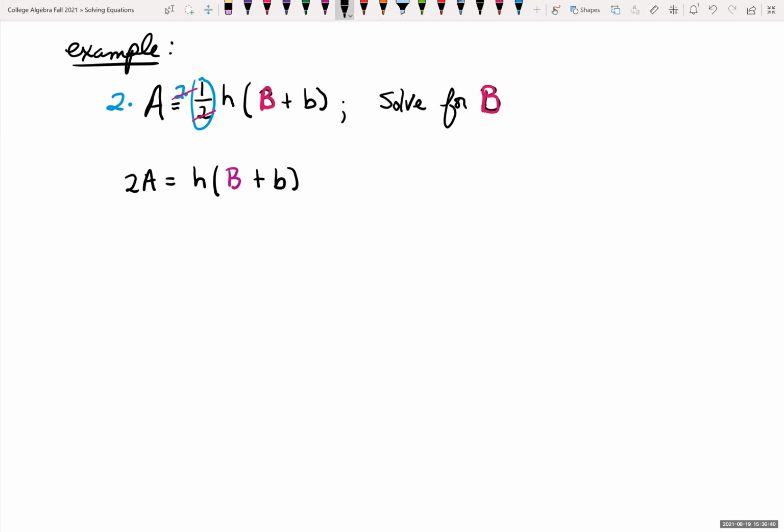Well, I don't know what capital B and little b are, so I can't combine them. They're not the same variable. But I also see that I don't have a plus or minus between this h and the parentheses. That tells me that I need to use the distributive property and distribute h to each term inside the parentheses. So bringing down the other side of the equation, 2A is equal to, distributing the h, we get h times capital B plus h times little b.